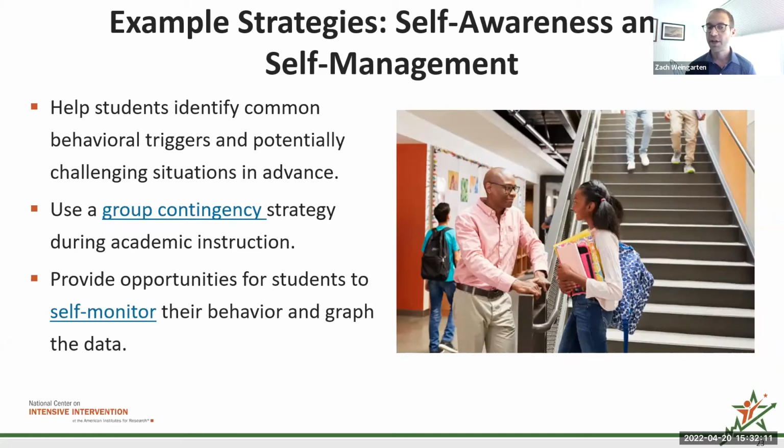And then the third strategy on here is to provide opportunities for students to self-monitor their behavior and graph the data. Self-monitoring has to do with picking a specific positive behavior that the student is going to track over time, and the student can engage in graphing the frequency of that behavior. Giving students this opportunity to be involved with their own behavior data like this is really a way to promote self-awareness and self-understanding. So I think these are all example strategies that can help students with that work.